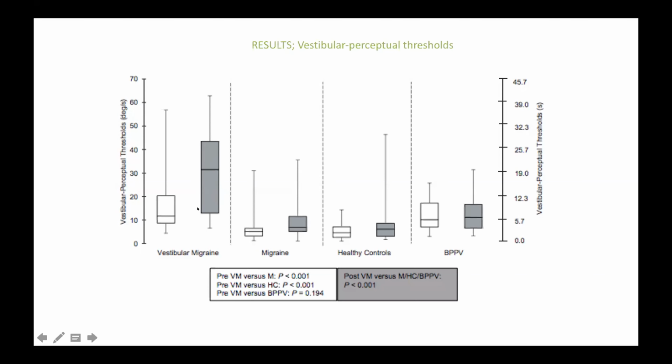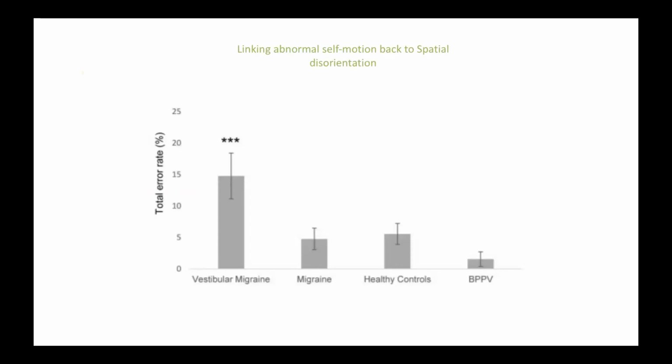But if we link this back to what Amir was talking about regarding spatial orientation, the fact that these patients are now finding it increasingly difficult to tell which direction they are moving, it takes them much longer to figure out whether they're moving to the right or moving to the left, it would imply that they are somewhat disorientated. So how do we link this abnormal self-motion perception back to spatial disorientation?